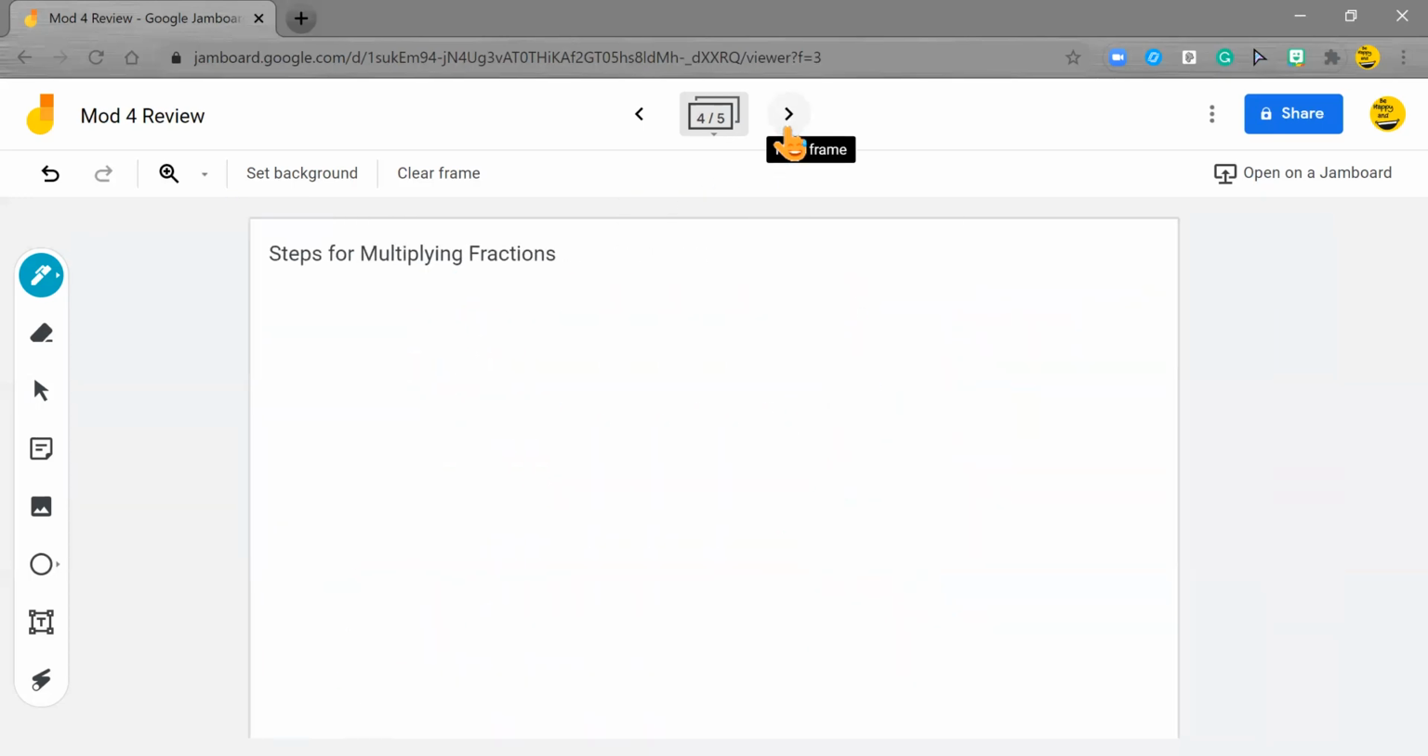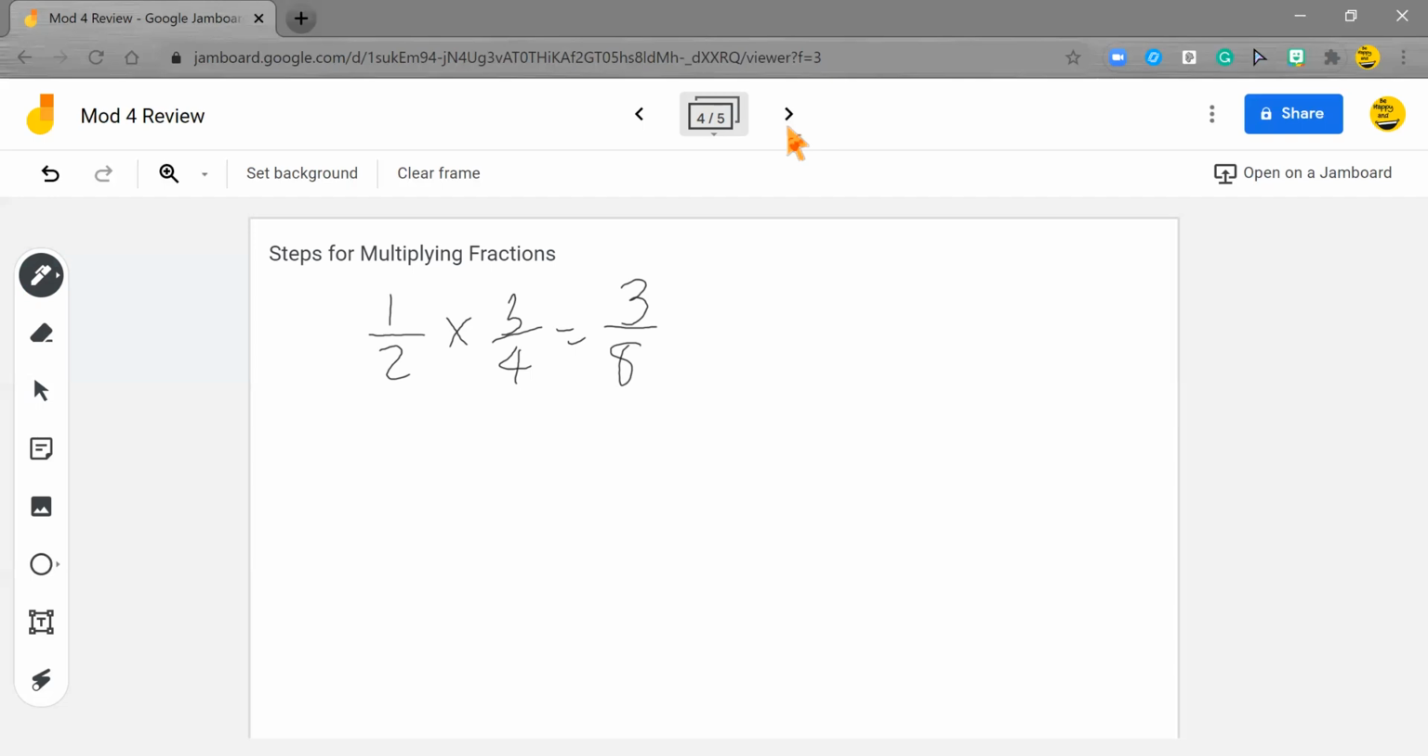So let's quickly go look at this. We're going to do the steps for multiplying a fraction. Step 1 is write your fraction out. 1/2 times 3/4, you guys. So all I do is multiply straight across. So I have 3 over 8. Ladies and gentlemen, I know that 3 doesn't go into 8, so I don't have to simplify.